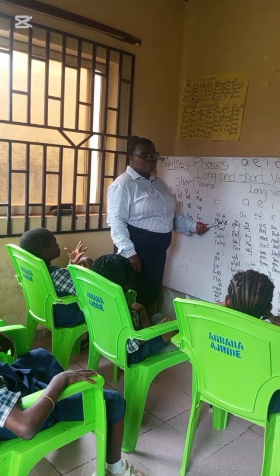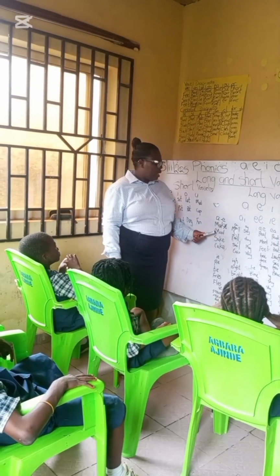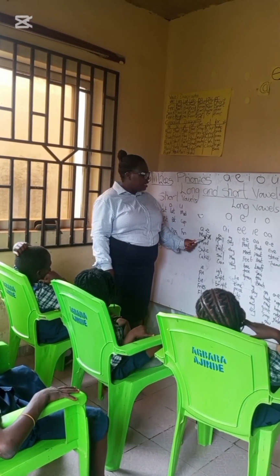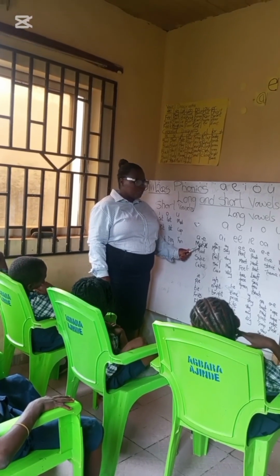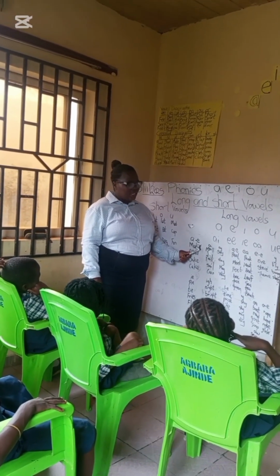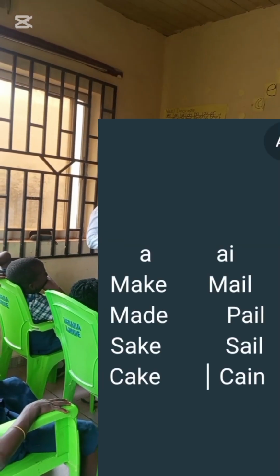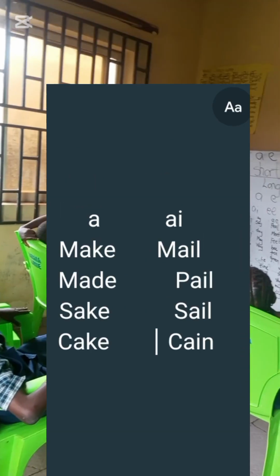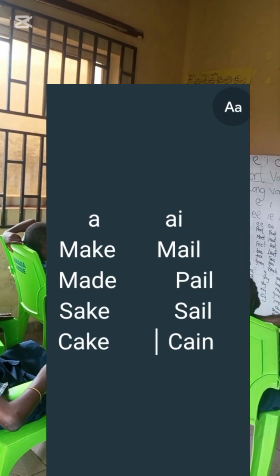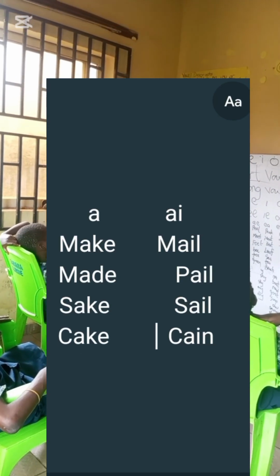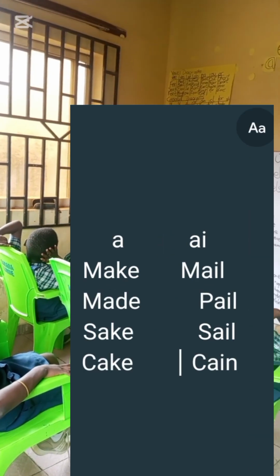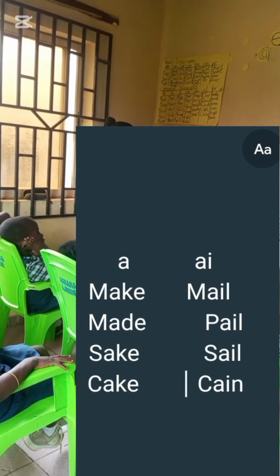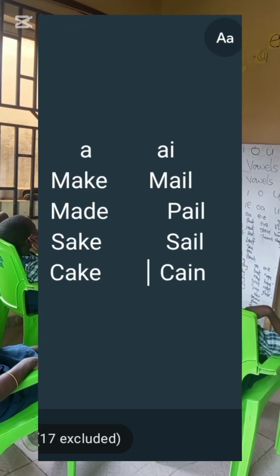For example, we have make. M-A-K-E. The vowels there are A and E. You will not hear the sound of the E. It is always silent. Whenever we have A and E, the first one will take the long vowel. You will not pronounce it as "a" as in apple. It's going to take the letter name, A. That is your long vowel, while the E is silent.